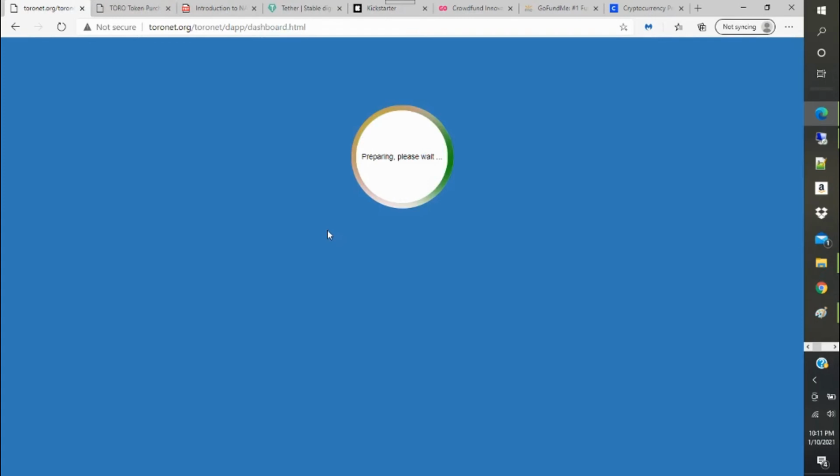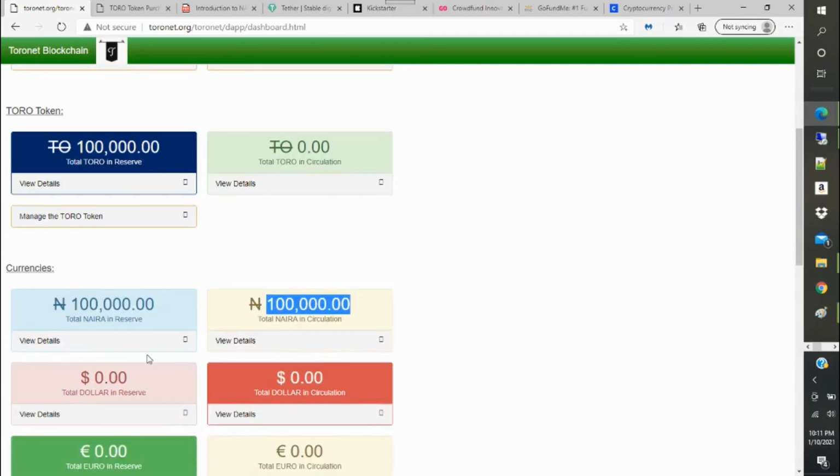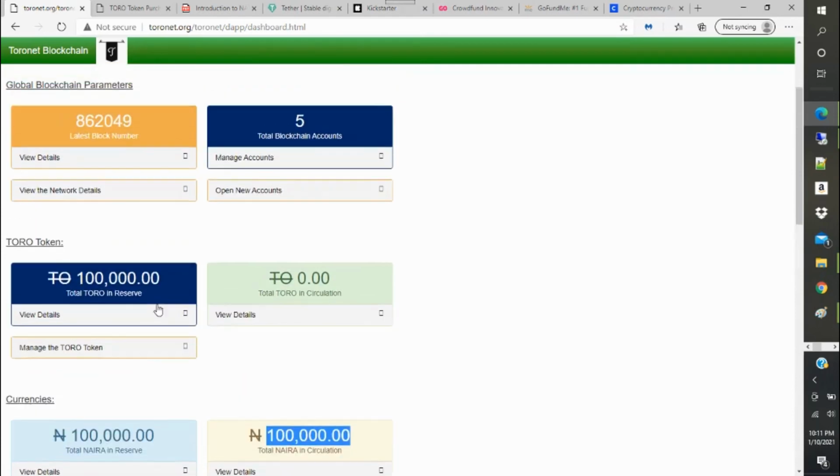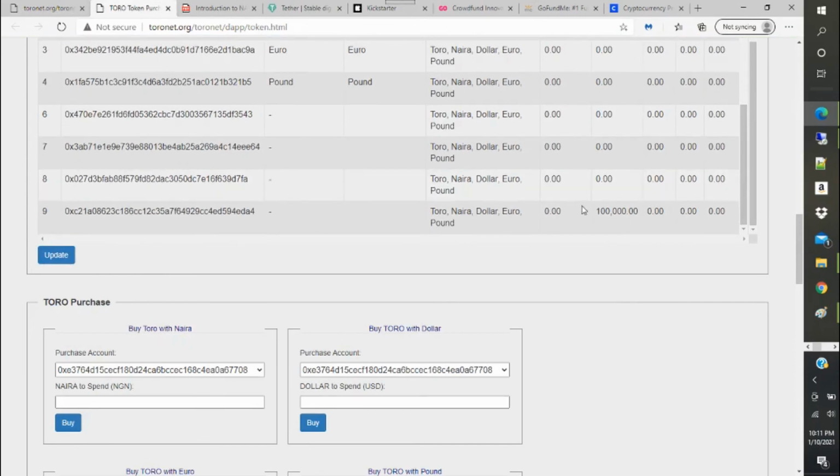Okay, so now the dashboard shows the 100,000 Toros in reserve currently, 100,000 naira in reserve, but also 100,000 naira in circulation, meaning they are in customer accounts, not in reserve. And everything is backed by 300,000 in Toros. And when we look at the accounts, the reserve still has the same thing it had before, but now a customer account now has the naira.